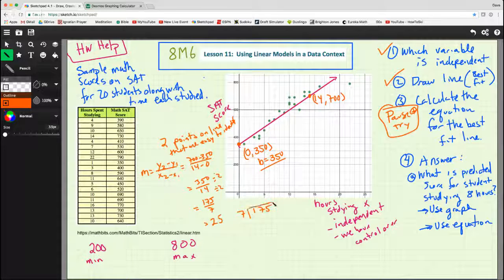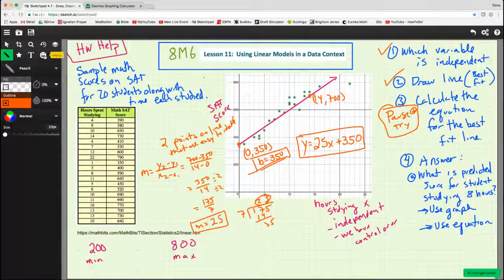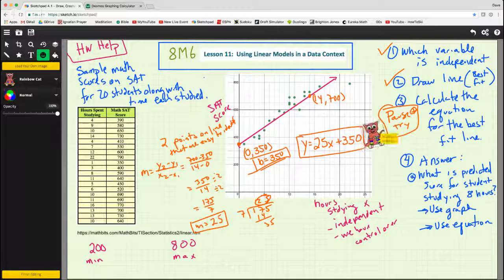175 divided by 7 is 25. 7 times 25 is 175. Wow, a nice even 25. So we know m is 25, so our best fit line using our kind of estimate here is y equals 25x plus 350. Who'd have thunk that would have worked out so nice? So that's good. Let's just happy cat this and take a little victory right now.